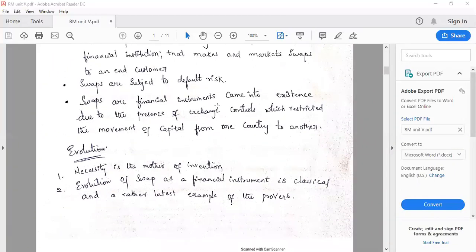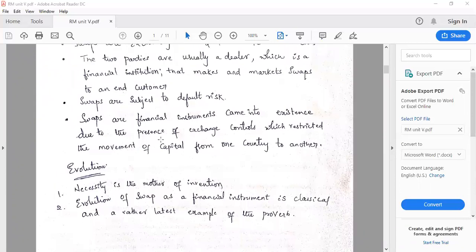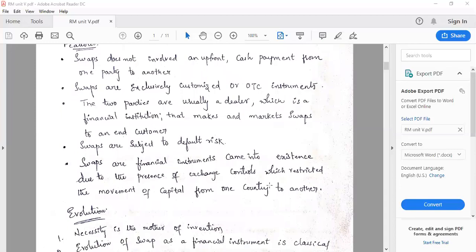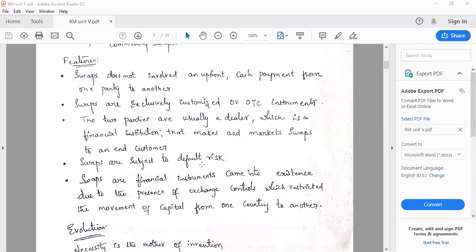Swaps are financial instruments that came into existence due to the presence of exchange controls which restricted the movement of capital from one country to another country. So actually that would be the origin. If you see the origin of swaps, why swaps were started: exchange of capital or money from one country to another country was becoming difficult, right? In past days it was a difficult thing to move capital from one country to another. It had certain restrictions, certain controls, right? So to avoid those controls and restrictions, swaps were introduced.